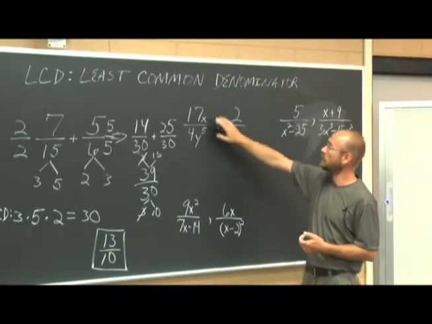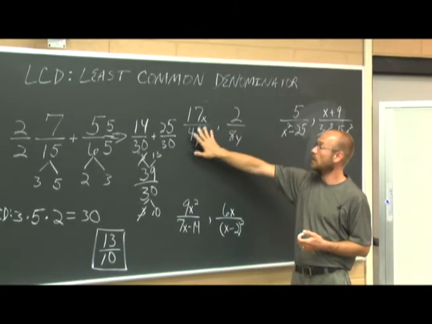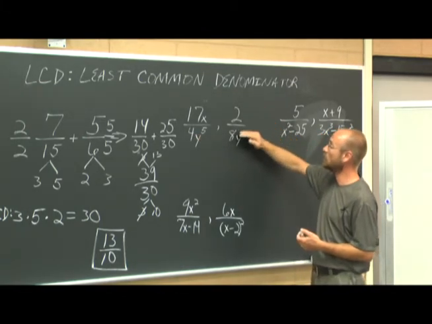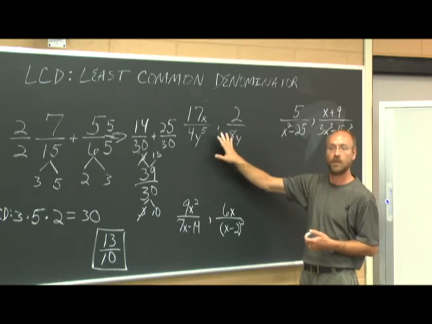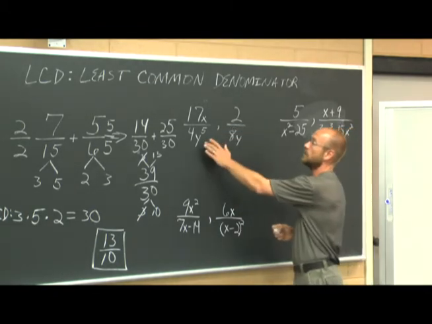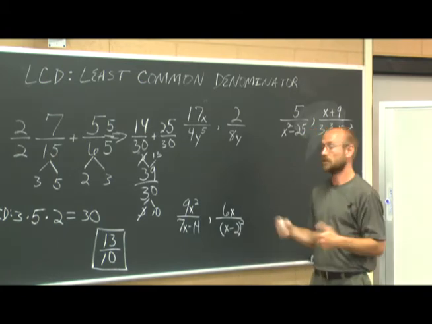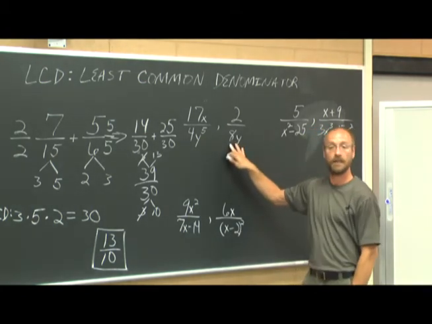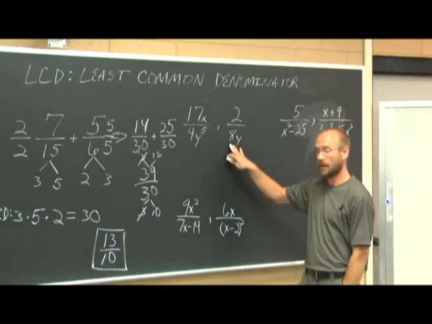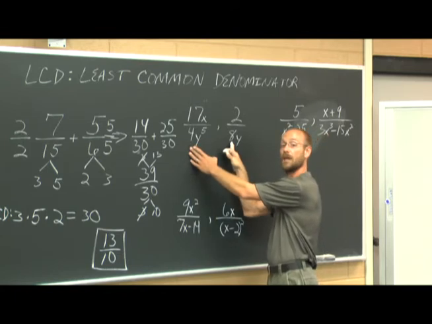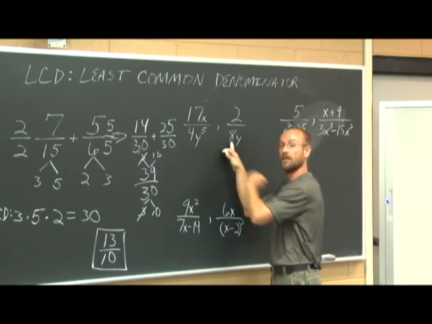In this example, I have 17x over 4y to the 5th and 2 over 8y. We're not adding. We're not subtracting. We're just going to look at what would be the common denominator of these two different rational expressions. Well, if I look at this, 4 and 8, they have a common factor of 4, right? 4. And this would be 2 times 4. Well, this would need that factor of 2.